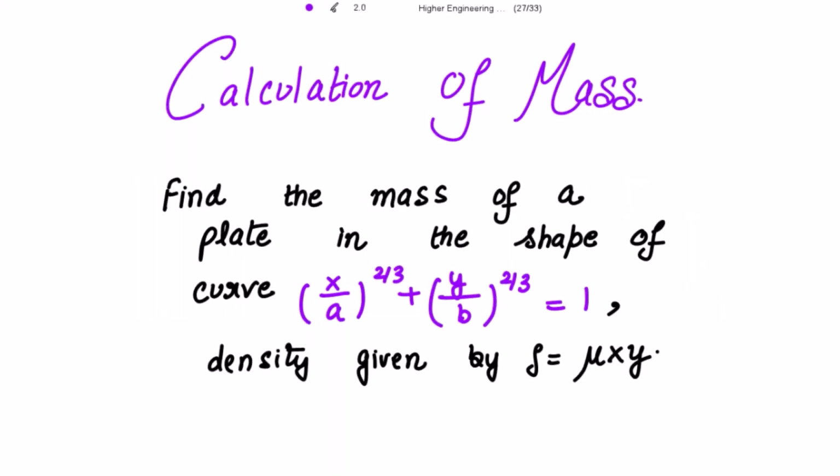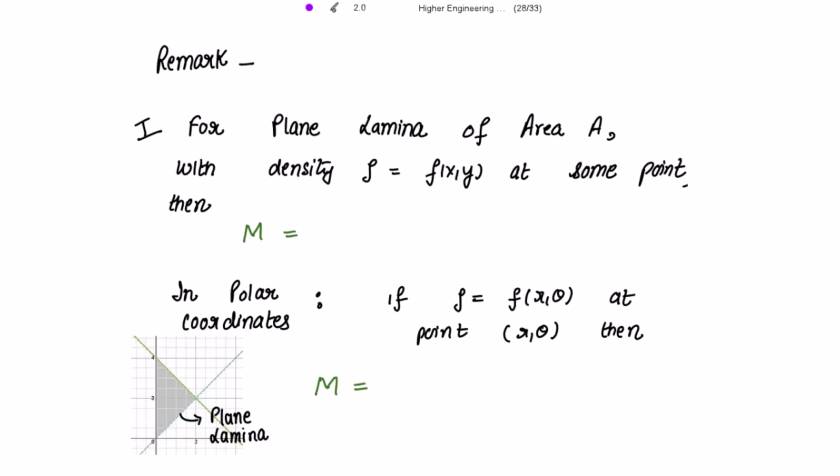Calculation of mass. Find the mass of a plate in the shape of the curve x over a power 2 by 3 plus y over b power 2 by 3 equal to 1, when the density is given by rho equal to mu xy. So density is in the form of a function of x and y. First of all, let's study some remarks.